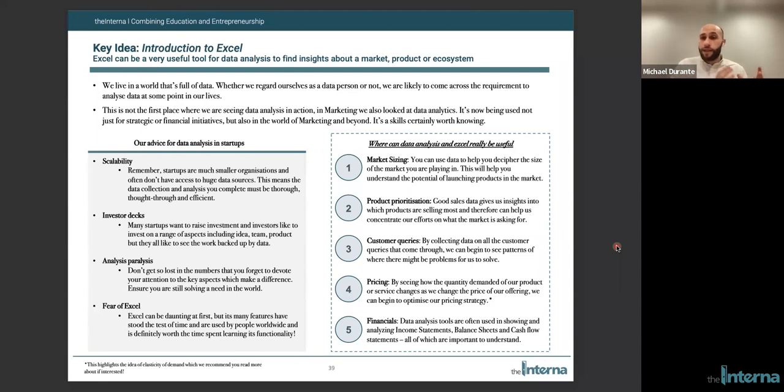And this can really be used, especially if you're really into the use of data, then Excel can be really, really helpful to help you start to analyze certain markets and help you make those next steps, make those decisions off the back of the information that you've collected.